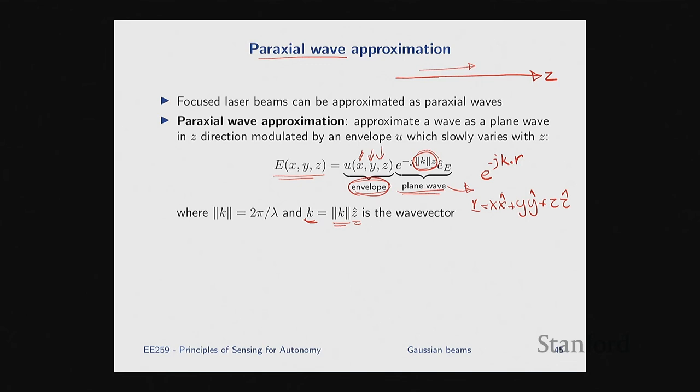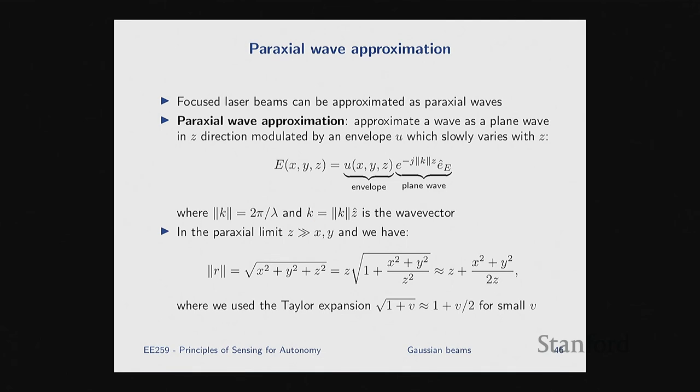And then you have this envelope, which just determines how the amplitude or the intensity of that wave or light beam changes at different places in space. Specifically, in the paraxial limit, as I said, it's the limit where you're far along in the z-axis, the direction of the propagation of the light. So the paraxial assumption assumes that z is much larger than x and y. So we are just looking far along the direction of travel, just around the main axis of the travel of the light.